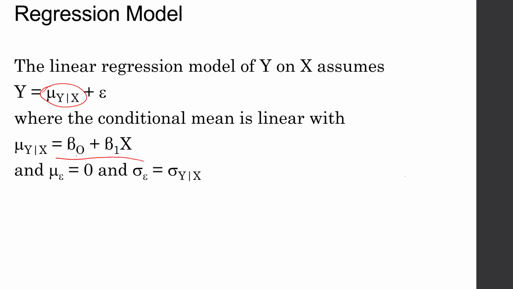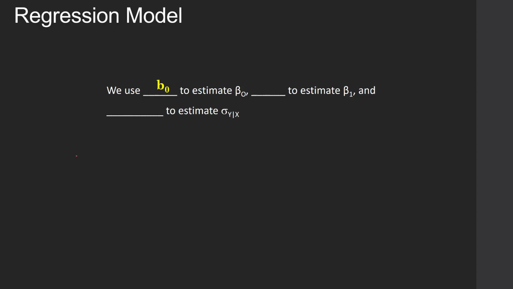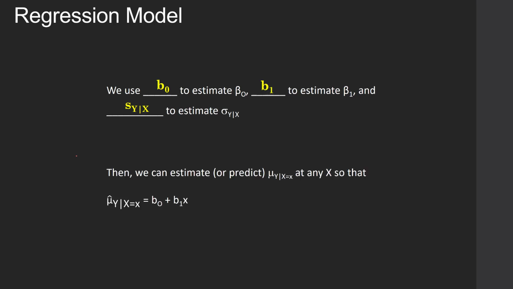And we're going to assume that the average of the errors is 0 and that the standard deviation of the errors is sigma of y given x. We're going to use b naught to estimate beta naught, b1 to estimate beta 1, and we're going to use s of y given x to estimate sigma of y given x. So we're going to use our sample estimates to estimate these population parameters.